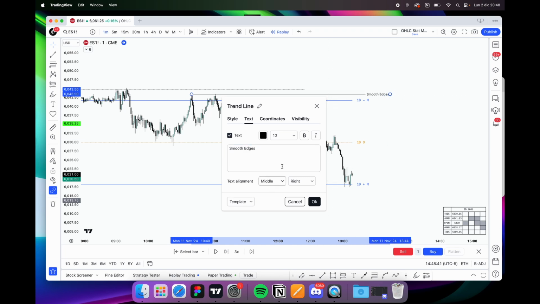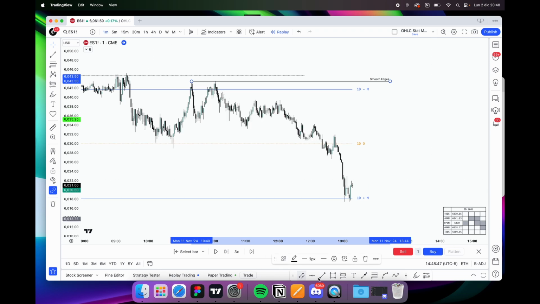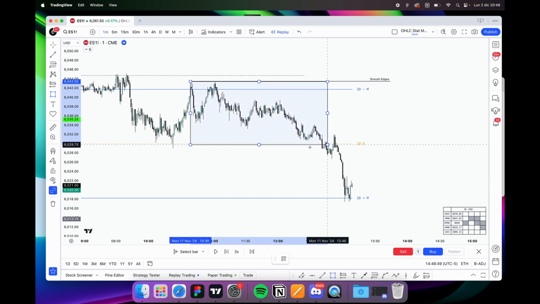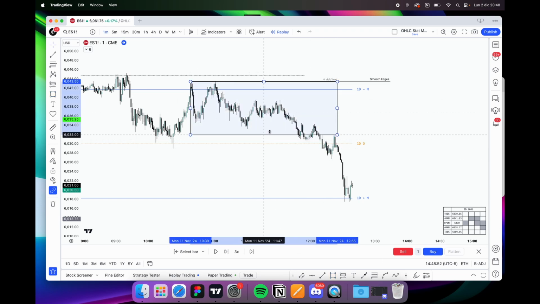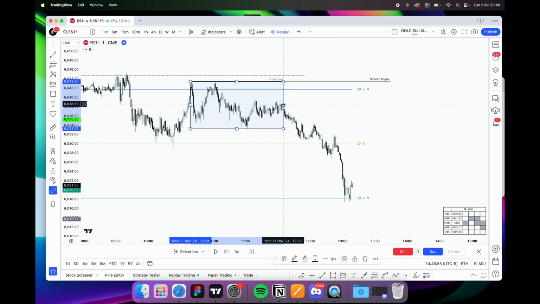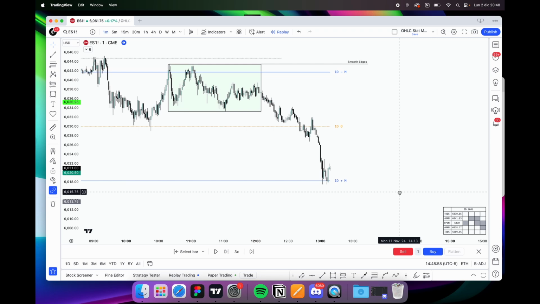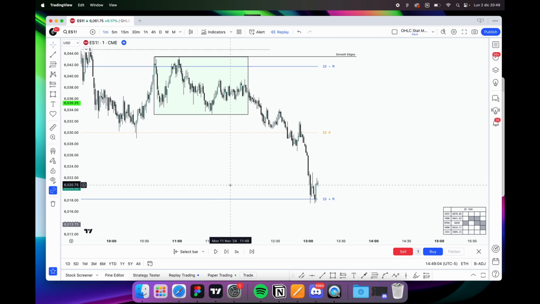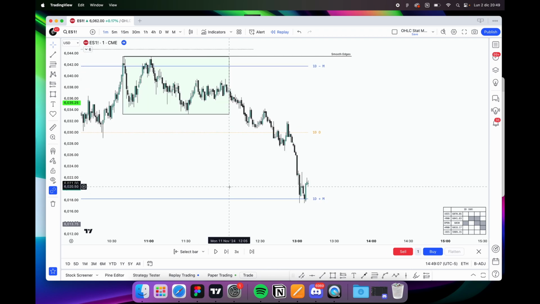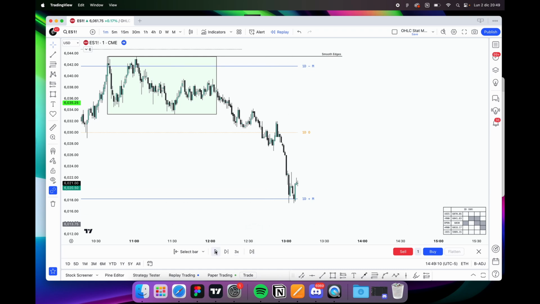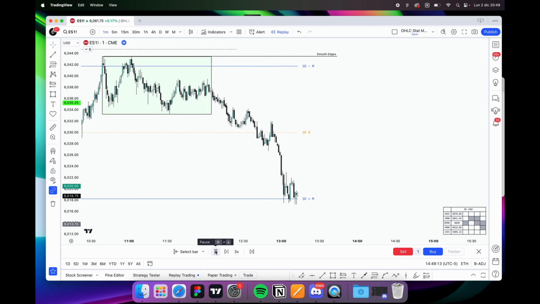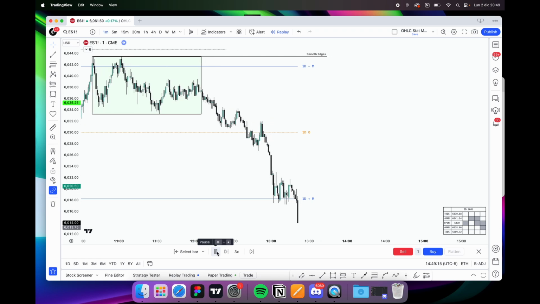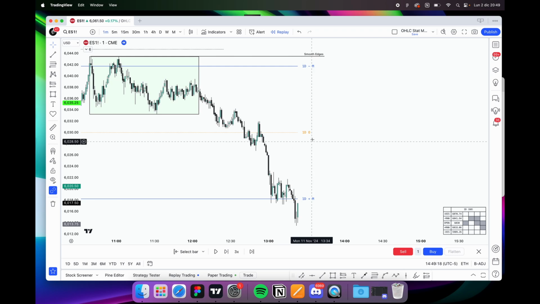If you don't know how I use smooth edges for my draw on liquidity, you can check my video, but I usually don't exit my positions on the smooth edges. I use it for a reason, for price to move towards a direction. So we have our framework here, and we would want to see some sort of displacement into the upside.